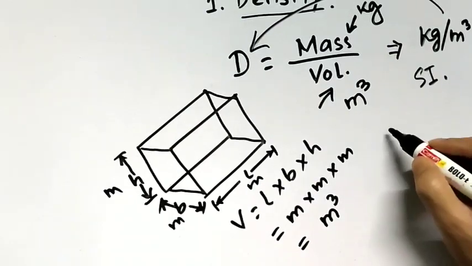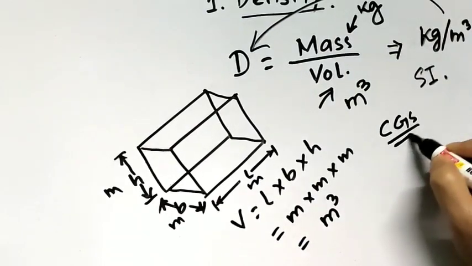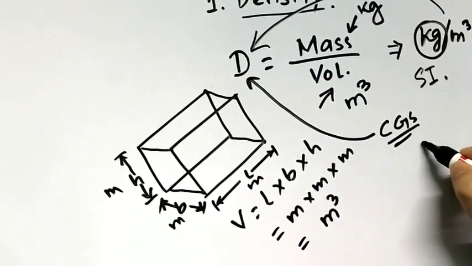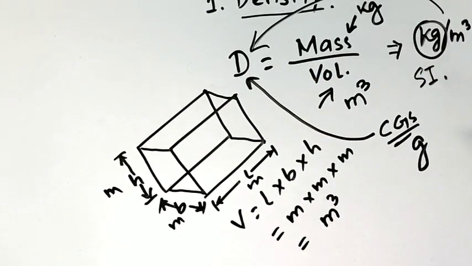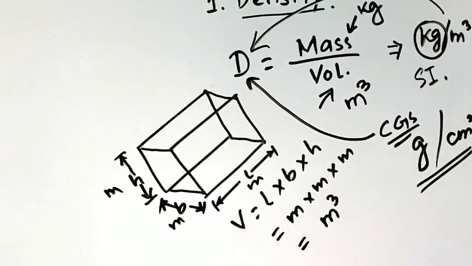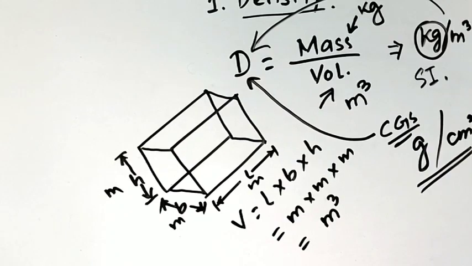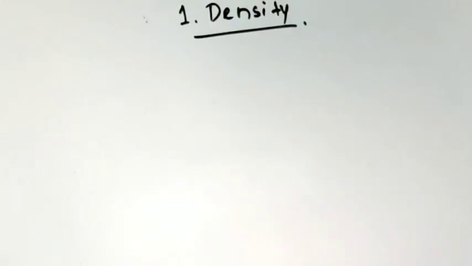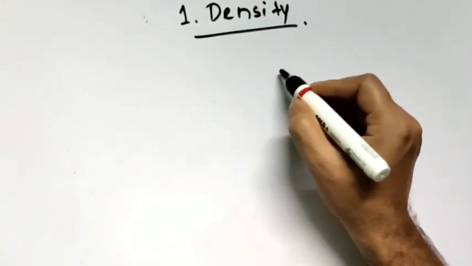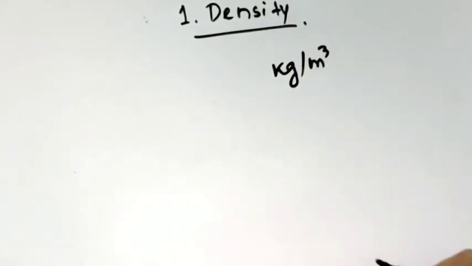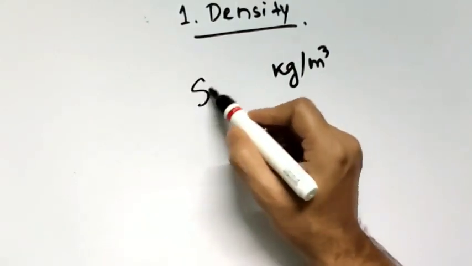Is that clear? Now if I talk about the CGS unit of density, kg becomes gram and meter cube becomes centimeter cube. So gram per centimeter cube is the CGS unit of density. Okay. Now as we have understood, for a solid object the unit in SI is kg per meter cube. But this is for solids.